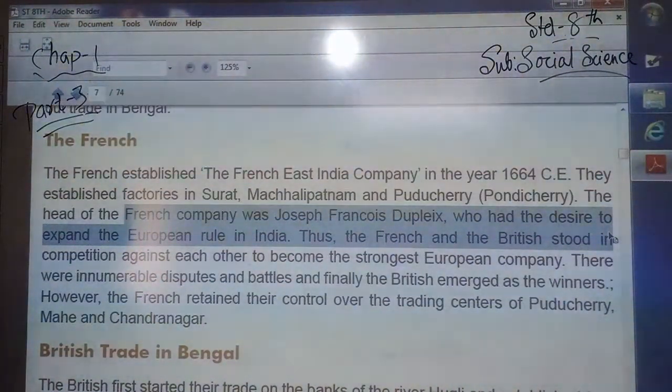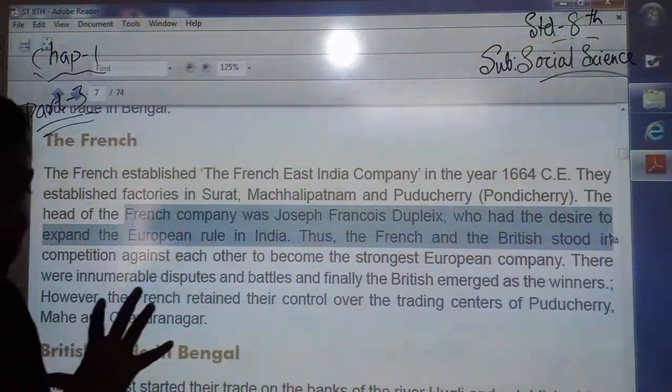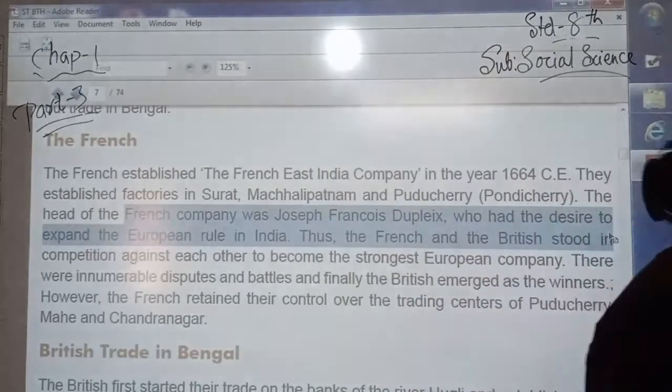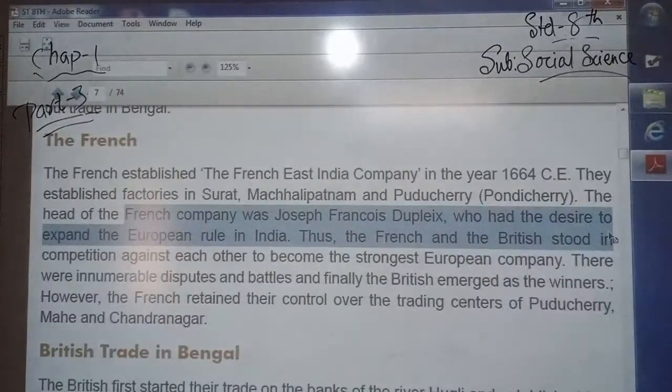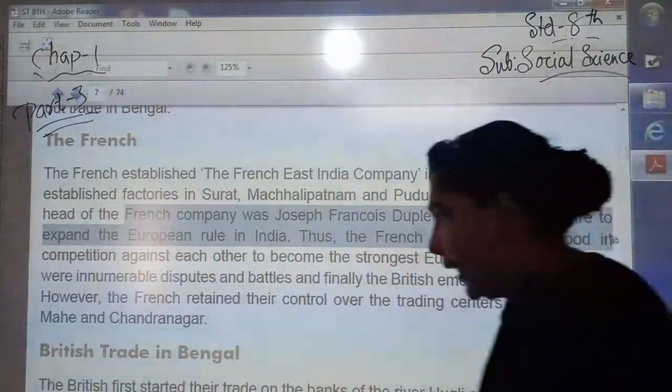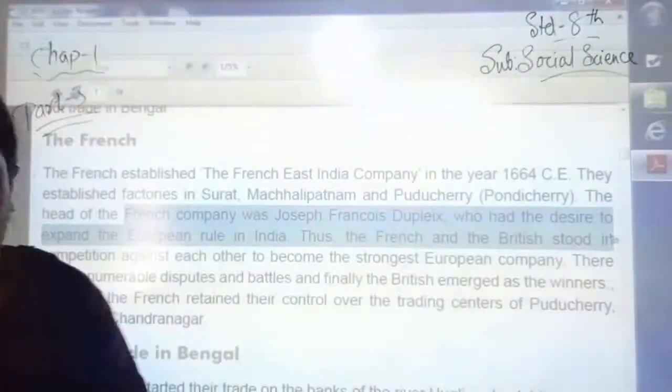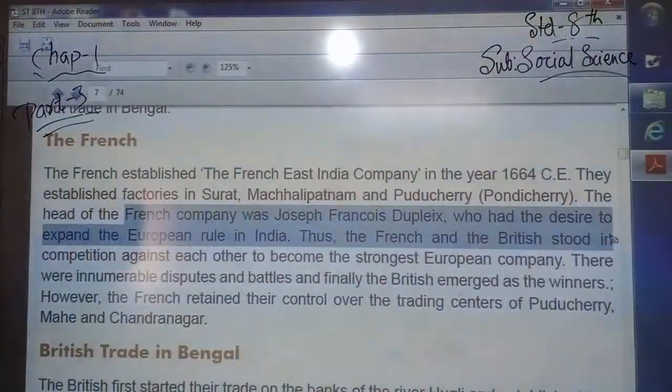Then there are innumerable disputes, naturally. Now, officers of the same country also come, and all the money is going to a foreign country. But what happens? They have competition against each other: who will take the most money to the European country? From the Indian people. Our Indian country was being looted at that time by the Europeans.